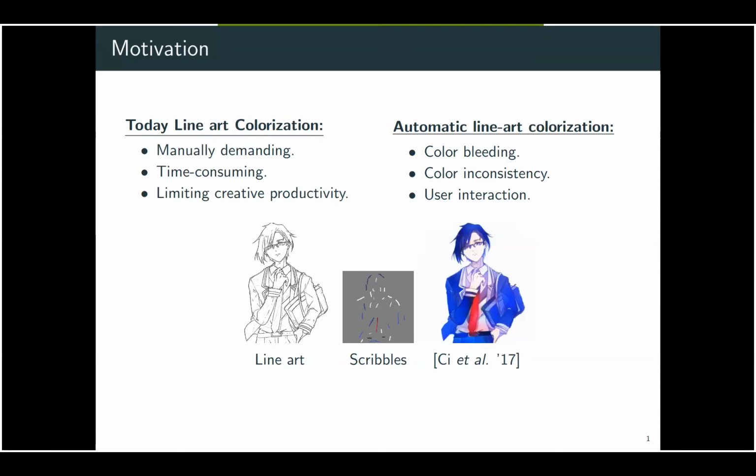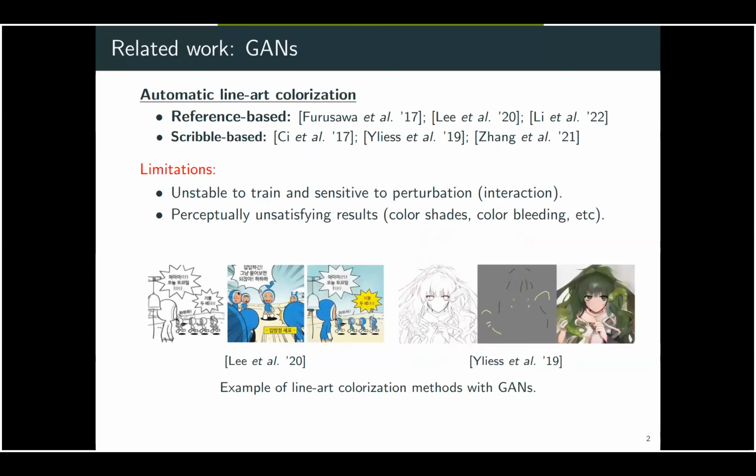For professional usage or purposes, these automatic approaches currently suffer from issues such as color bleeding, color inconsistency, and usually the interaction with the user is not straightforward. Recent approaches to automatic line art colorization have focused mainly on deep learning techniques, particularly on generative adversarial networks, also known as GANs, mainly due to their good generation of high fidelity images.